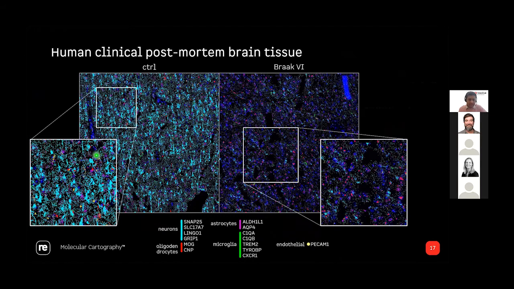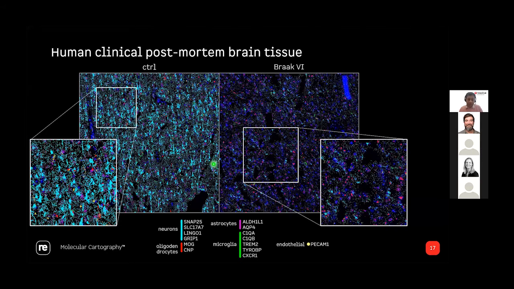What you're seeing here essentially is a comparison between the two. Different cell types are labeled in different colors. For example, this turquoise is labeling neurons based on markers such as SNAP25, SLC17A7, and so on. And again, there are different cell types like oligodendrocytes, astrocytes, and microglia. If you just take a bird's eye view, you can see that there are hardly any neurons left in the BRCA6 tissue, which is a really stunning finding.